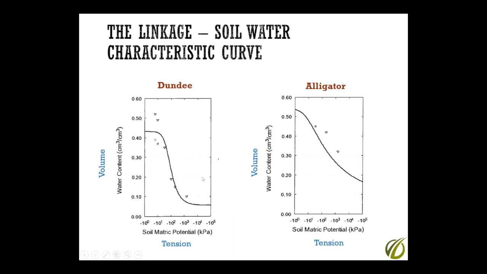And so these curves are different by soil type, and these curves are different by soil horizon. Texture influences these curves, as does compaction and soil density. But this is the potential that we have to link those two type sensors together, and ultimately support better decisions.